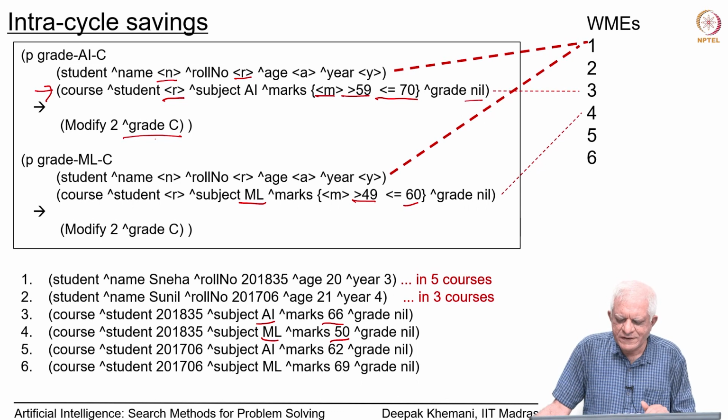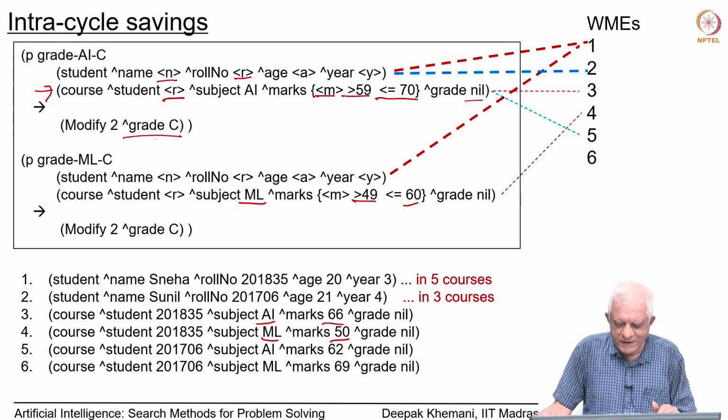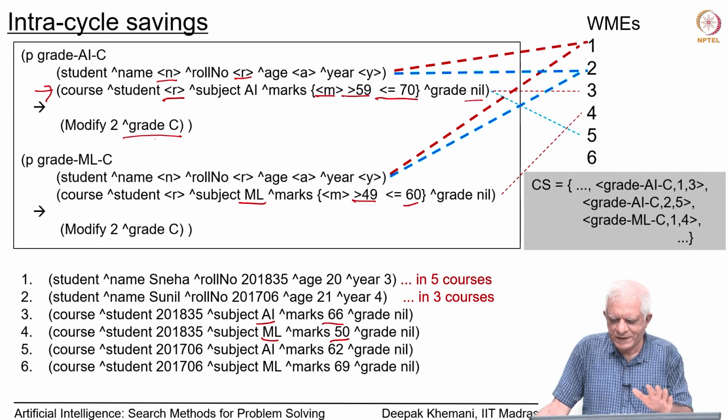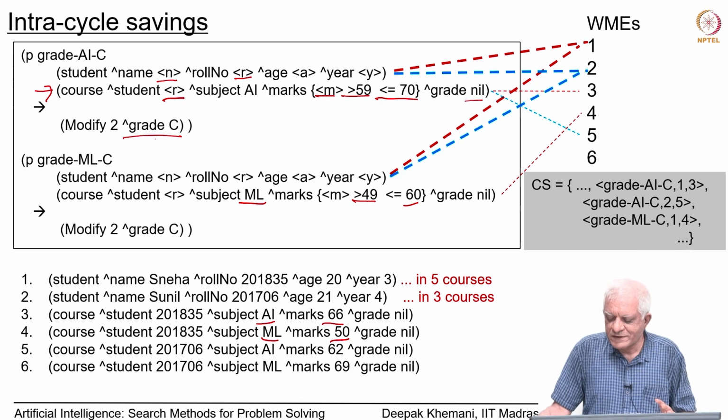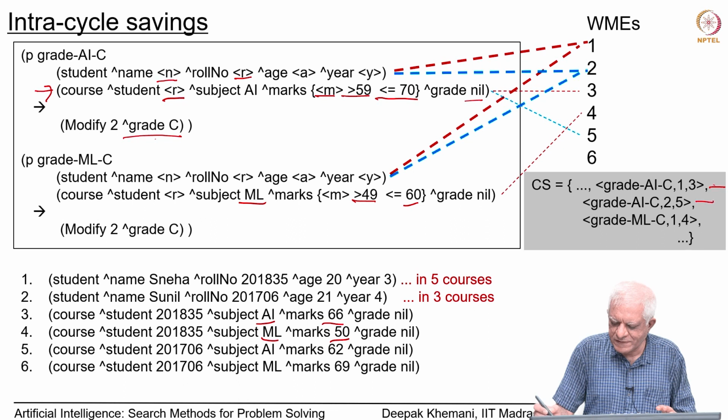So, in this particular example, as I said, there are 3 rules which will match. The other rule that matches, shown in blue for Sunil, is saying that Sunil will also get a C grade in AI, because working memory number 5 says that he has got 62 marks, and that is in the range of 59 and 70. The last pattern will match something, but it will not match one of these 2 rules. It will match a rule that we have not mentioned here. So, as far as the data that we are seeing on this screen, the conflict set will get 3 rules. One says that Sneha will get C in AI, that is the first one here. The second one says that she will get a C in ML, and the third one says that Sunil will get a C in AI, and the fourth one says that Sneha will get a C in ML. So, that is one side of the story.